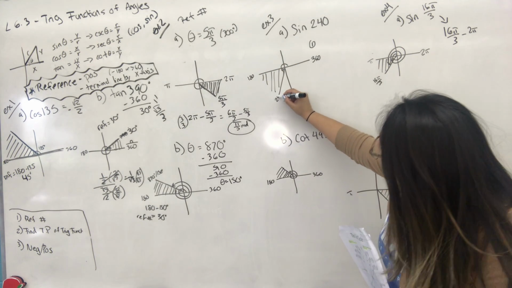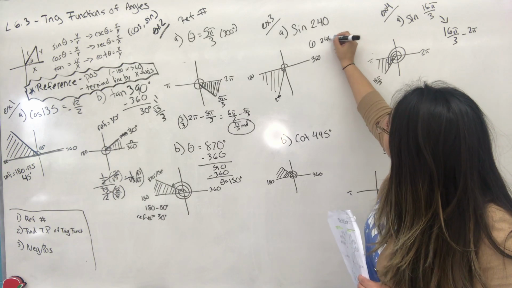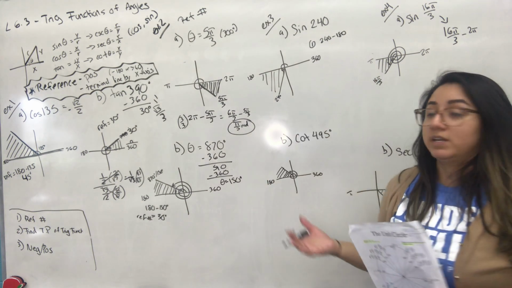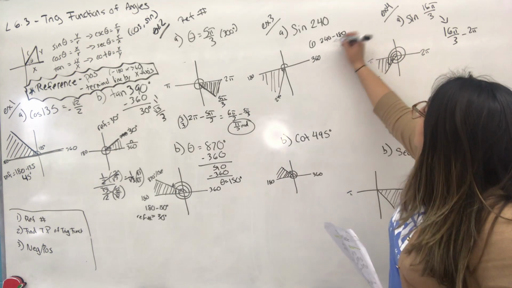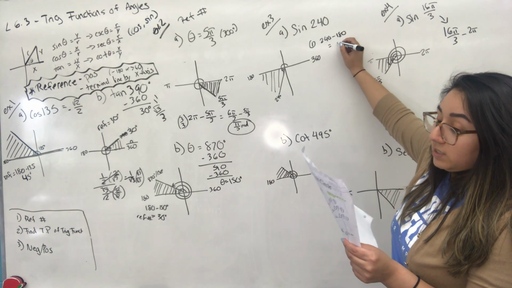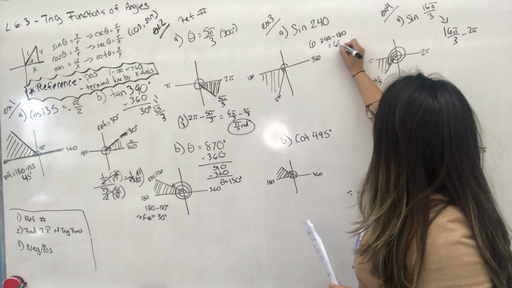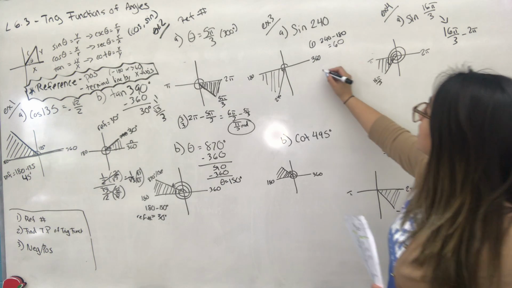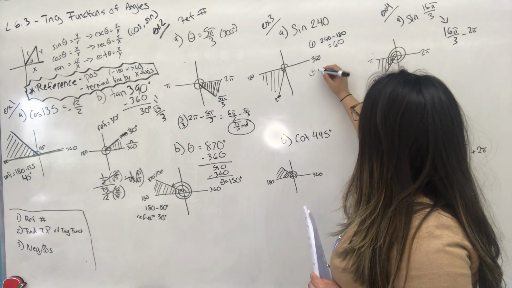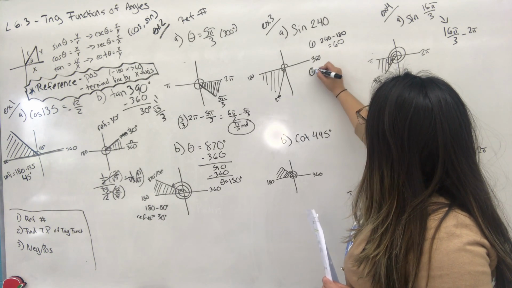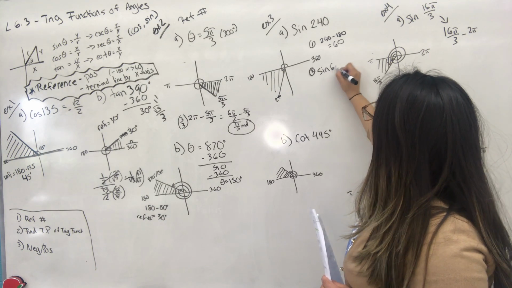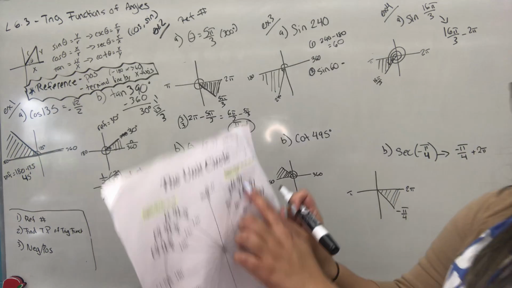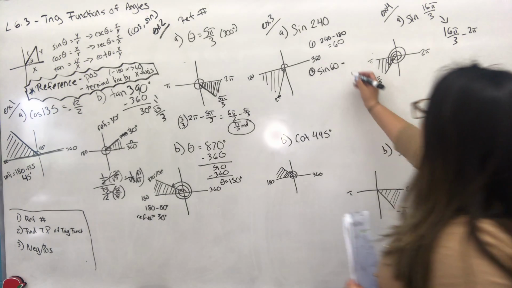So this is 240. You're going to do 240 minus 180. So either 180 minus a number or the number minus 180. You're always trying to keep it positive. And that will give you 60. So in the first quadrant, you have a reference number of 60. Second thing, you're trying to find the sine of that reference number. Going back to your chart, the sine of 60 is radical 3 over 2.